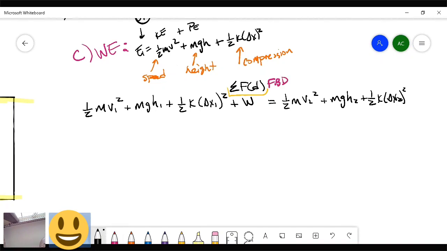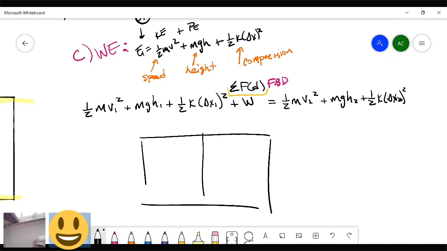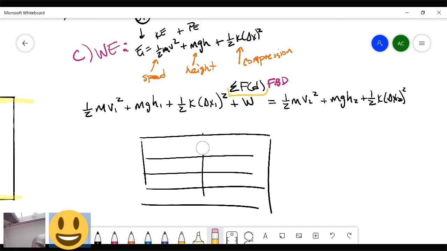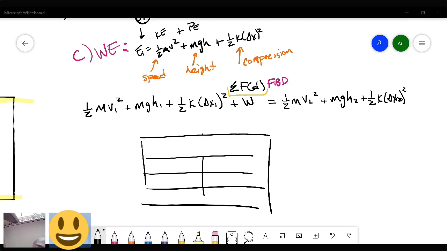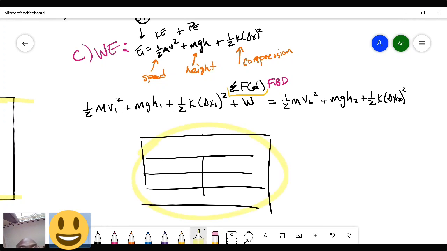What I do is this. I put a box. And I break the box into two. And then I break those two boxes into four. And I don't know why, but for some reason, students love this. This is what I do for myself. This box right here is my shortcut. This is how I do all the work energy. I just fill in this box and I go.